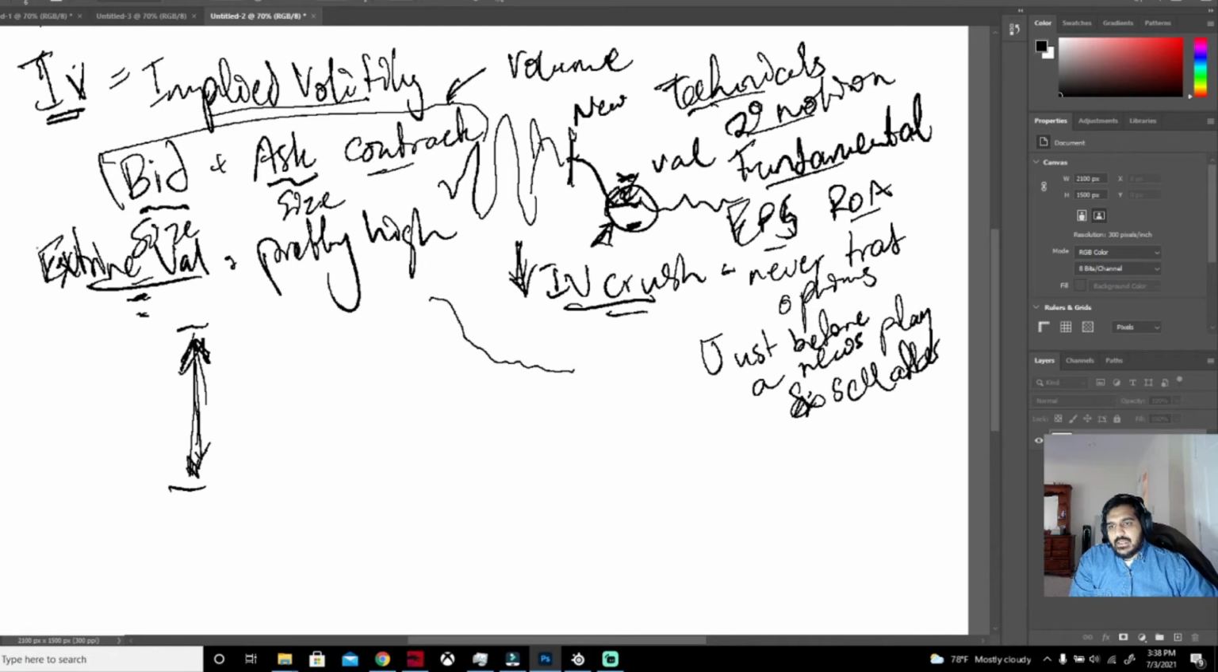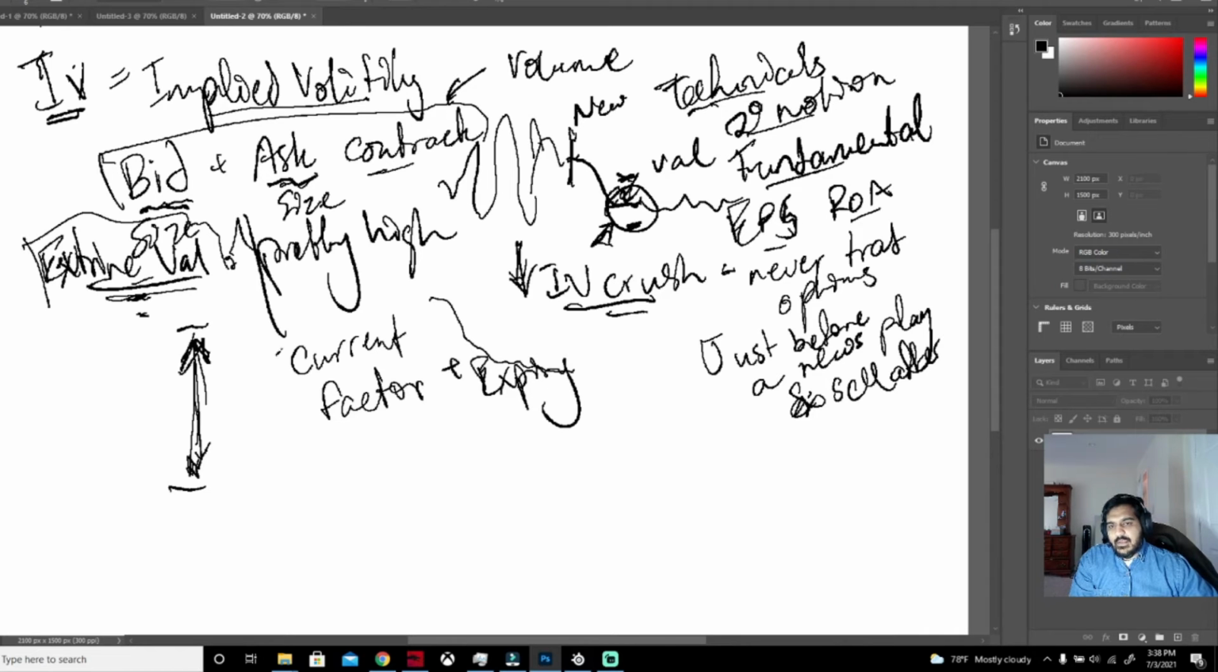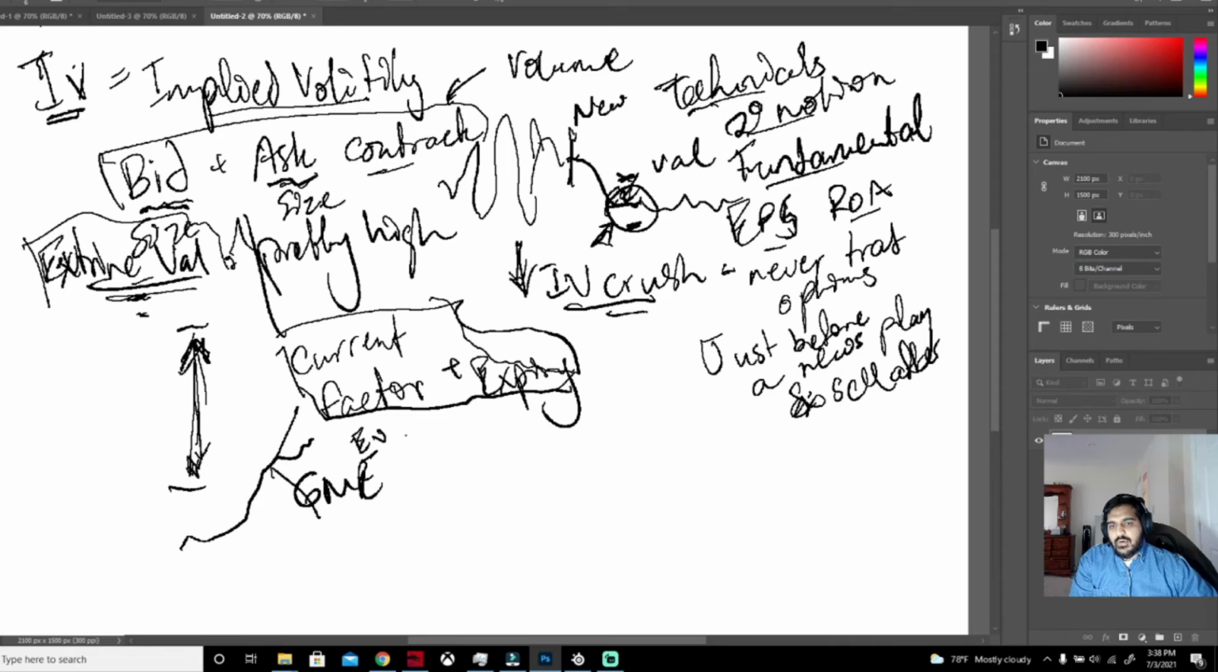Now, so that's the extrinsic value side. It has a lot to do with the actual sizes of the bids and the asks, and very current factors, plus expiry. And if you can get those two factors together, you got the extrinsic value of the contract. The more hype something goes up, say everybody's betting on GameStop, then the extrinsic value of both the calls and the puts go up.